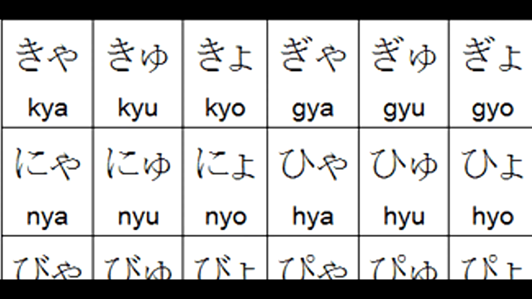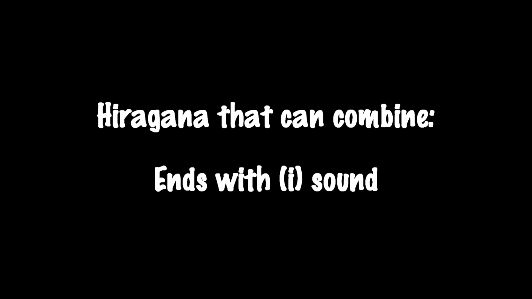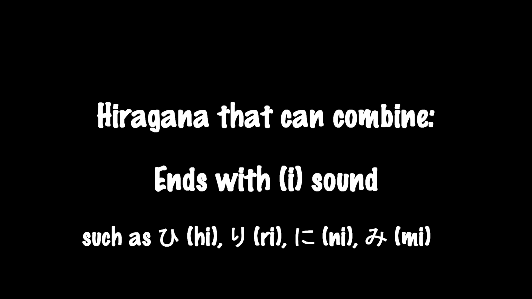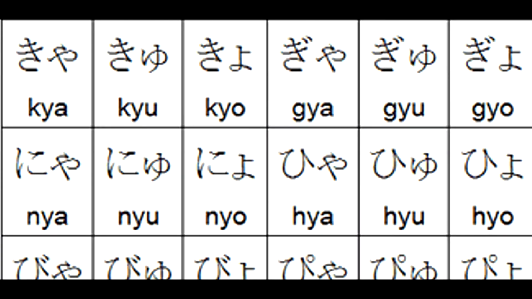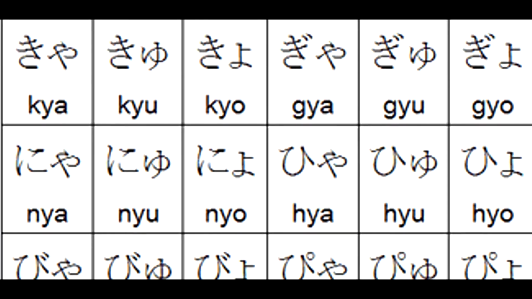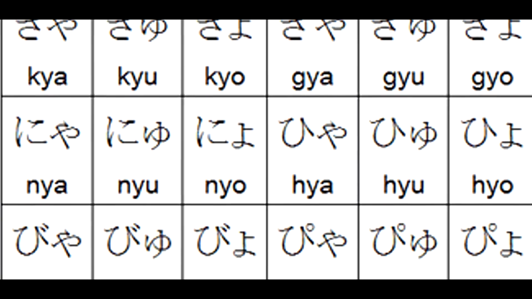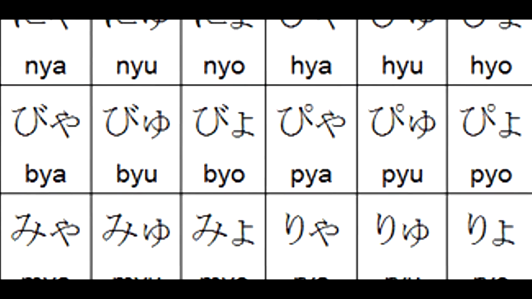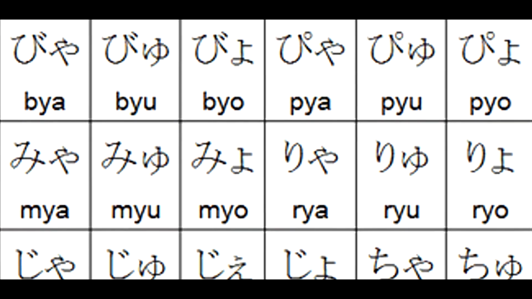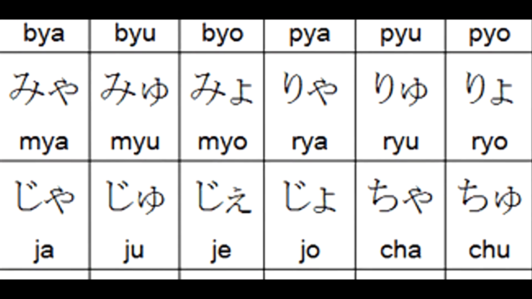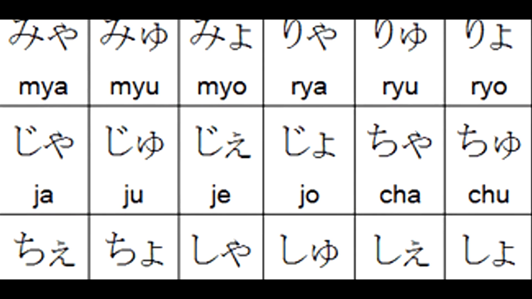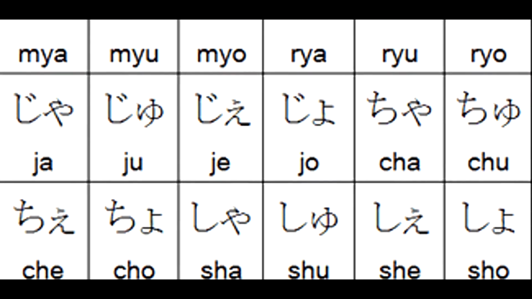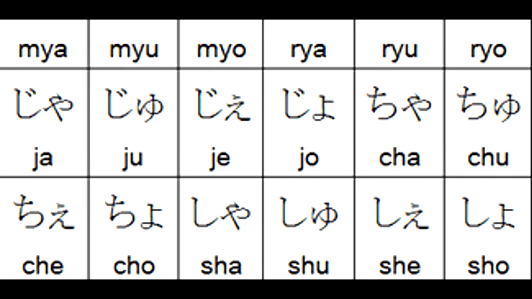Finally, we have combining hiragana. The only hiragana that can combine are the hiragana that end with the vowel i, such as hi, ri, ni, mi, etc. These hiragana will combine with either ya, yu, or yo. The ya, yu, and yo will always be the second part of the combination, and is written as a smaller character, similar to the small tsu. To pronounce these combinations, just get rid of the i sound and combine the consonant with either ya, yu, or yo. That's everything for hiragana.